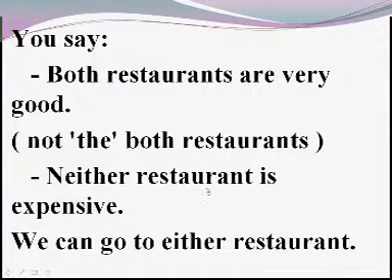Neither restaurant, and notice here, when we use both, it is followed by a plural noun. When we use neither, it is followed by a singular noun. Neither restaurant is expensive. We can go to either restaurant. It means we can go to one of them. It doesn't matter. We can go to either restaurant.